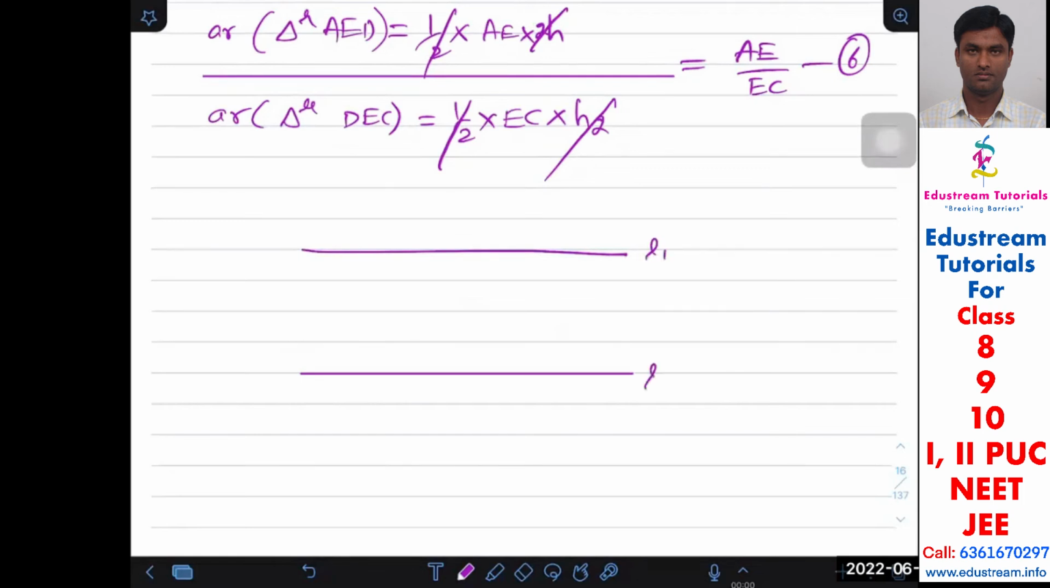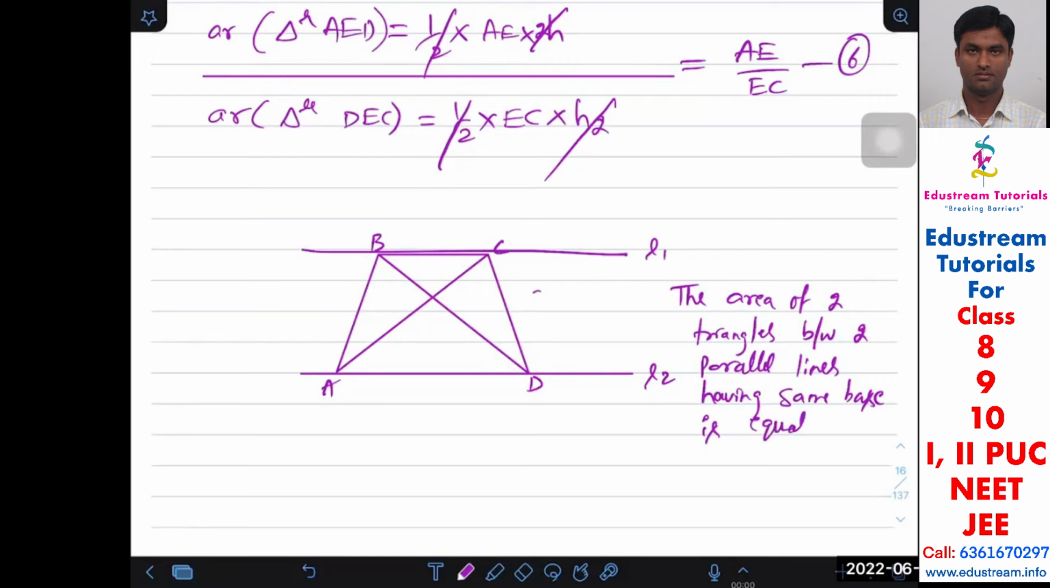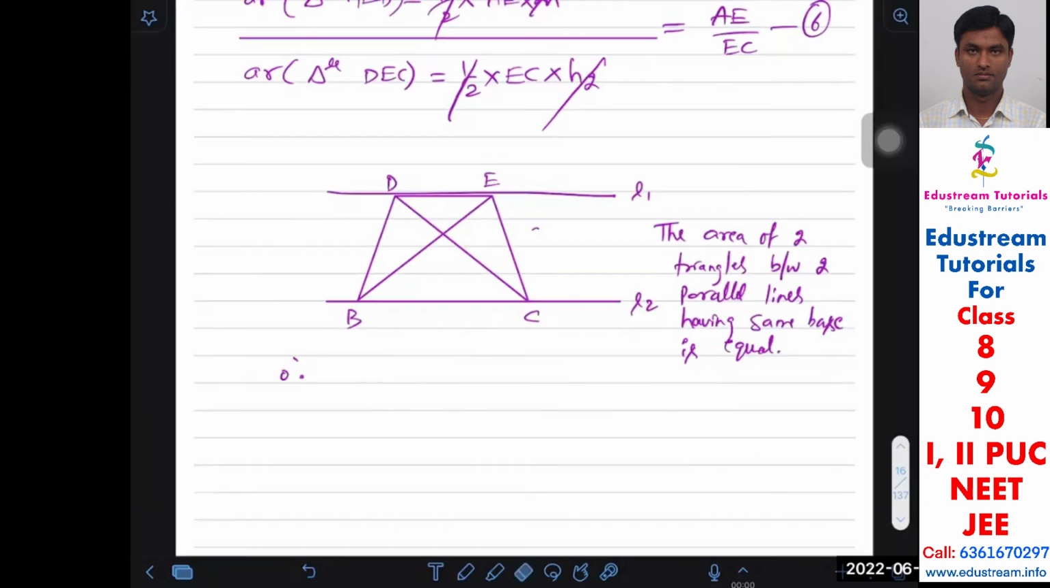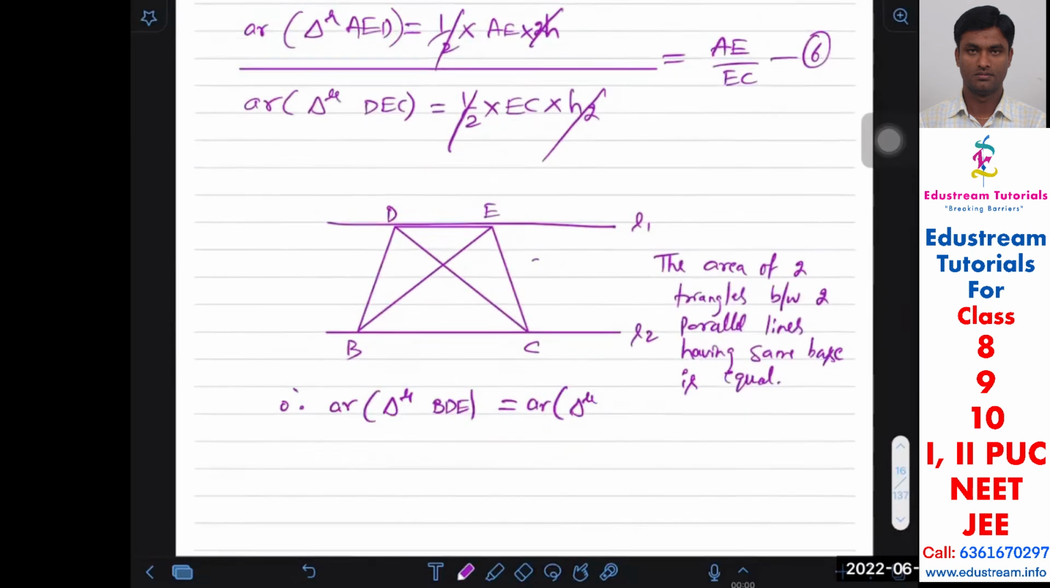See, these are two parallel lines, L1 and L2. There are two triangles here, triangle ABC and triangle BCD. Two triangles having the same base between two parallel lines have the same area. That's what you need to remember. The area of triangle ABC and the area of triangle BCD, between two parallel lines having the same base, is equal. Understood? So what I can say is the area of triangle BDE is equal to the area of triangle DEC.